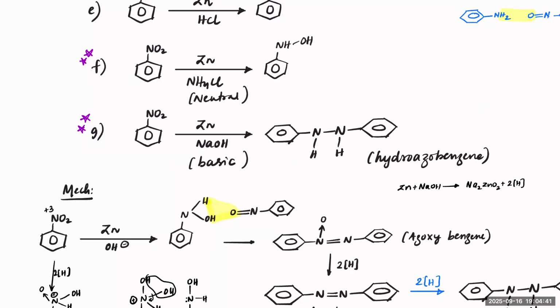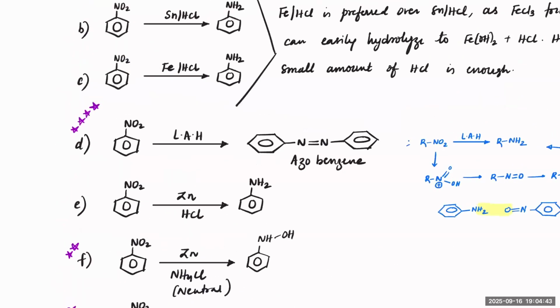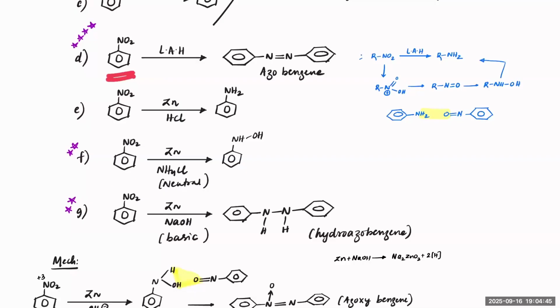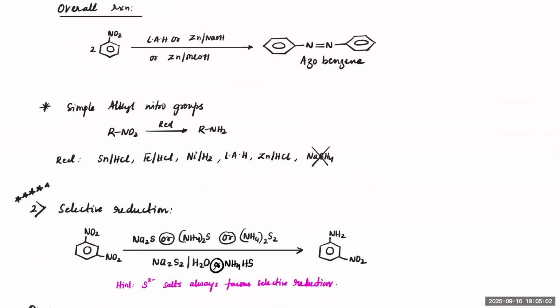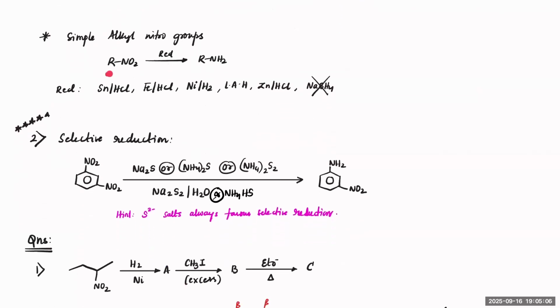So these are a few differences which we notice, because normally these three are pretty different from the other ones. And this only happens in the benzene case. The simple amines I told you, which are all the reducing agents to be taken.